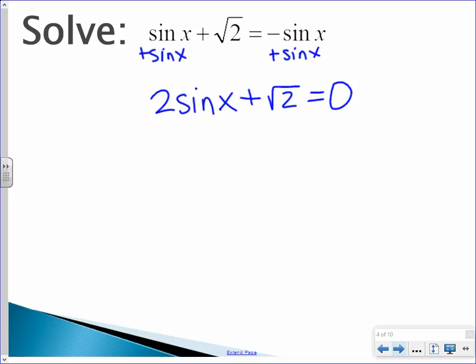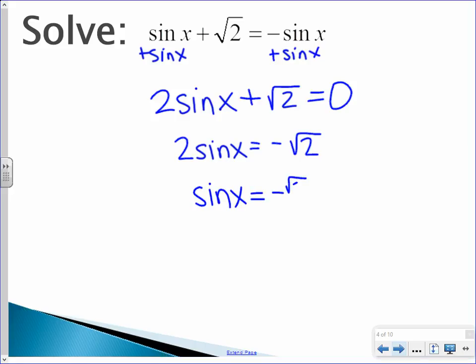Now this is what I would consider a linear trig equation, because we just have a sine and it doesn't have a power, okay? And so in this case, we need to isolate that trig function. So how do we do that? Okay, subtract over the radical 2, and then divide by this coefficient 2. So we have sine of x equals negative radical 2 over 2.